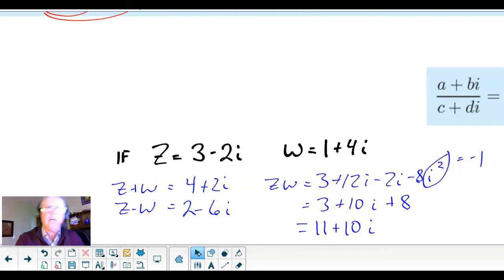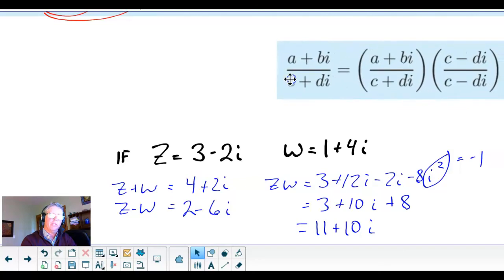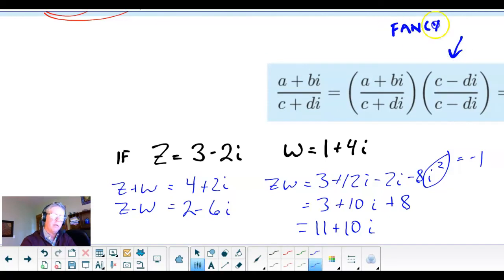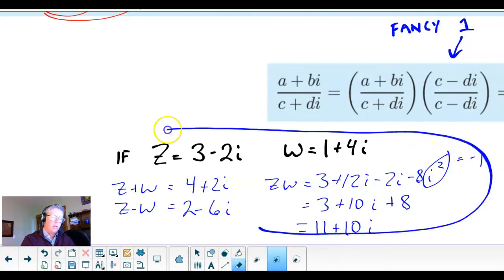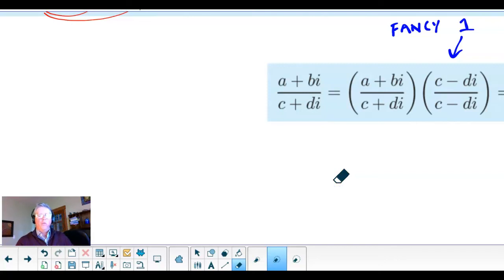So when you take a complex number and you divide it by a complex number, you want a complex number. So the critical move, and I want you to write that down, is you multiply by a very fancy one. All right, so that needs to go away. All right, so what's the idea there?